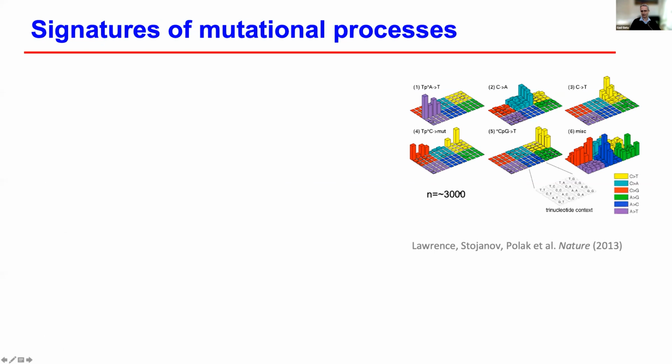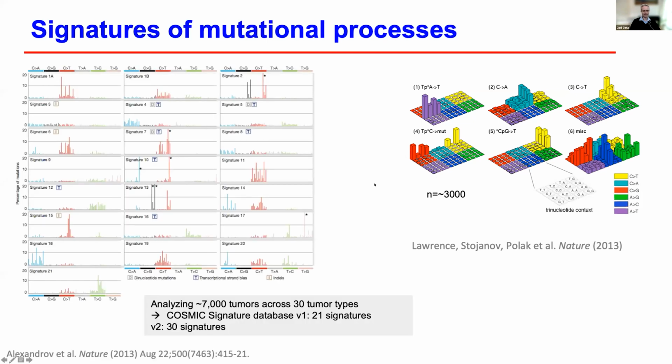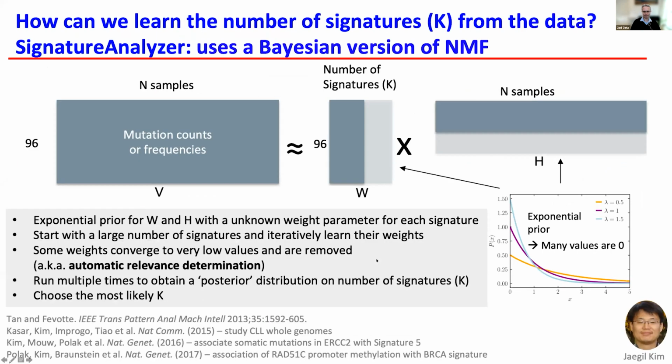We used 3,000 samples back then and found 6 signatures. You see the APOBEC, you see the CpG to T, you see the smoking signature, you see the UV signature. This was actually a sequencing artifact signature, and all the rest we called miscellaneous. At the same time, Ludmil and the Sanger team studied 7,000 tumors and came up with 21 signatures, which later became the 30 signatures in version 2 of the COSMIC database.